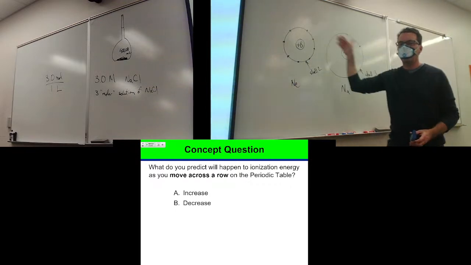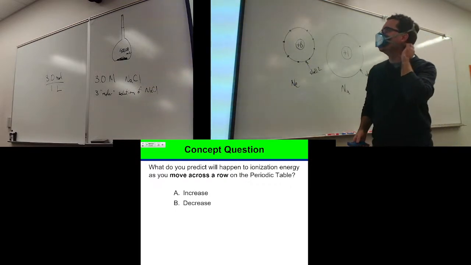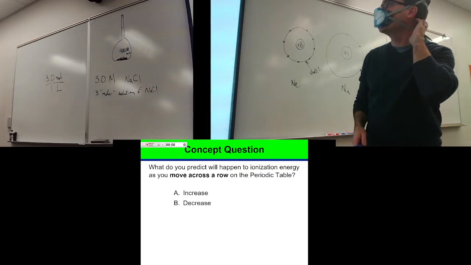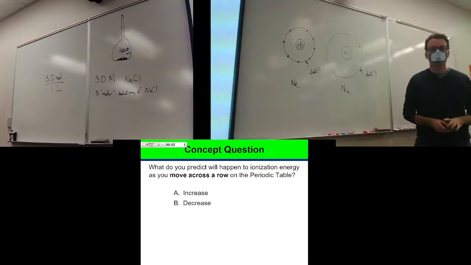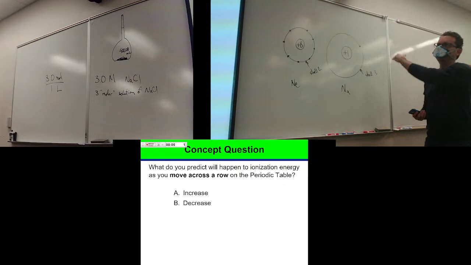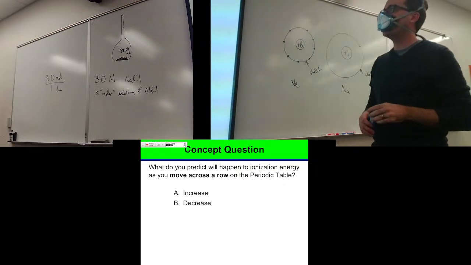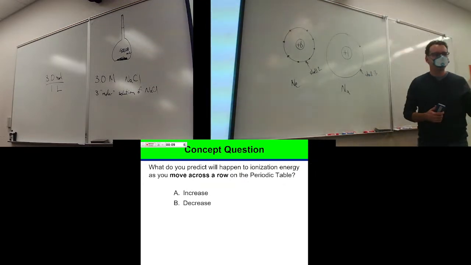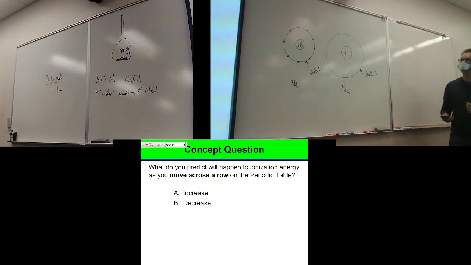What about across a period? So if you go across a period, what happens to ionization energy? So across a row, do the ionization energies increase or decrease? This one's a lot easier, I think.